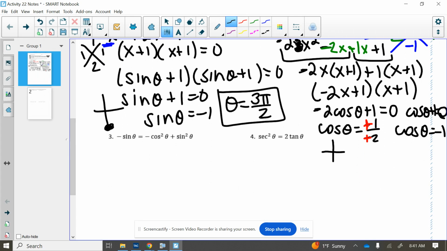So cosine is equal to positive 1/2 in quadrants 1 and 4. And that's going to occur at pi over 3 and 5 pi over 3. And then cosine is going to be negative 1 over here on the negative x-axis at pi.